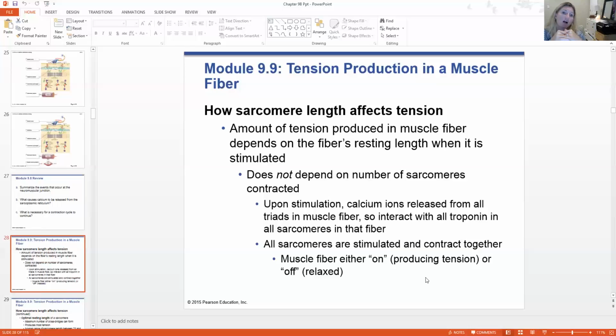In other words, tension does not depend on the number of sarcomeres that are contracted. In fact, upon stimulation, those calcium ions that are released are going to go to all of the triads within the muscle fiber. So, in fact, all the sarcomeres in that fiber are stimulated. They all contract together. So they're basically either activated or they're not activated. The muscle fiber is either on or it's off. That motor neuron has either contacted that muscle fiber or it's contacted another muscle fiber, right? It's not half of the muscle fiber contracting and the other half not.